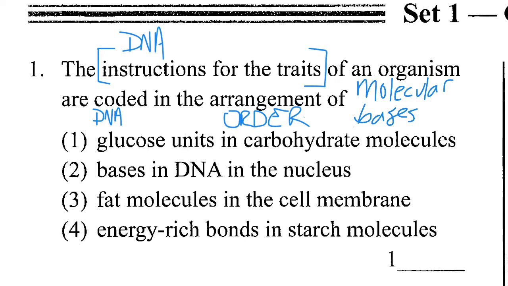The glucose units in carbohydrate molecules are not molecular bases. Option 2 says bases in DNA in the nucleus, and once we understand, if we're able to finish the sentence, then that's the obvious answer. We know that DNA is stored in the nucleus of eukaryotic cells. We know that the instructions are based on the sequence or the order of the molecular bases in DNA.